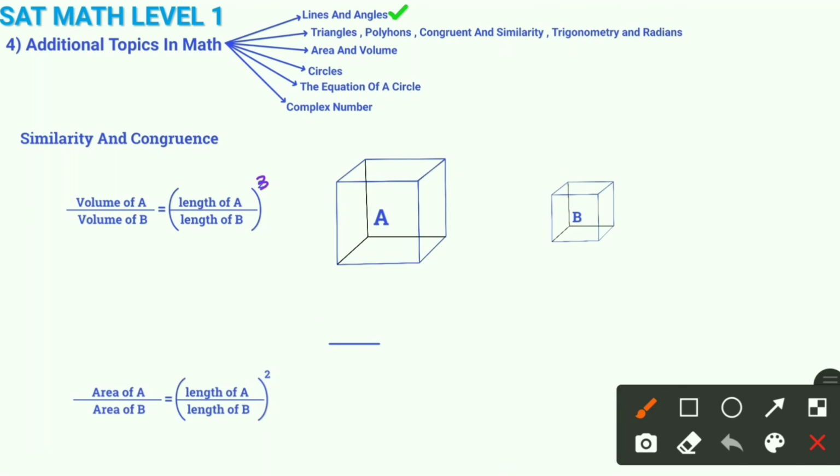Okay, there's a mistake. Actually, this is cube, not 2, since we are using volume to compare with. So it's going to be 3, and this one is square.